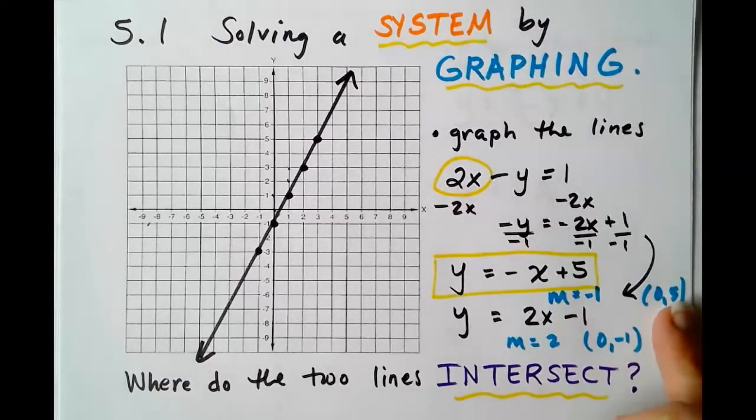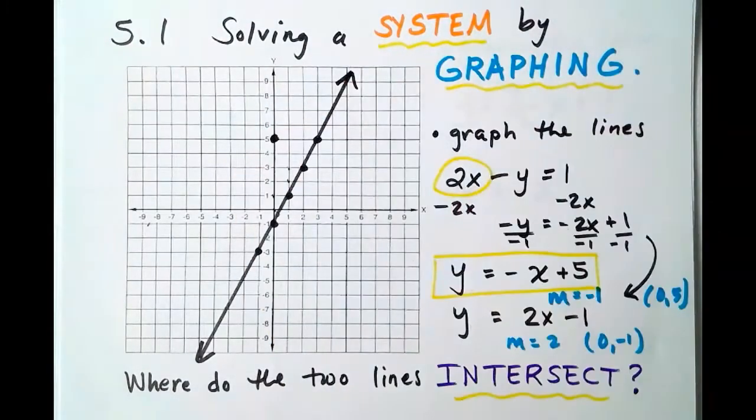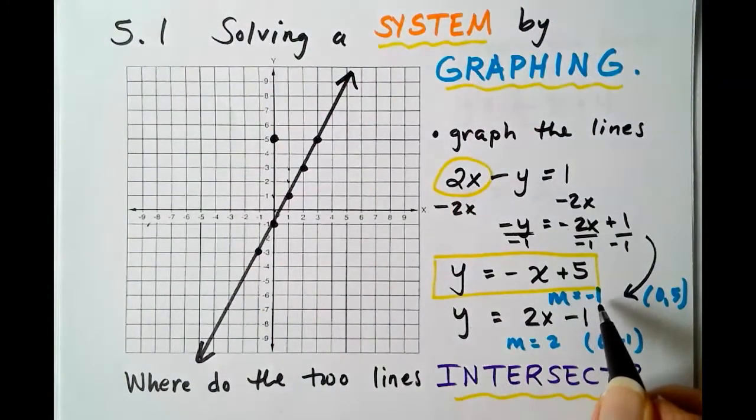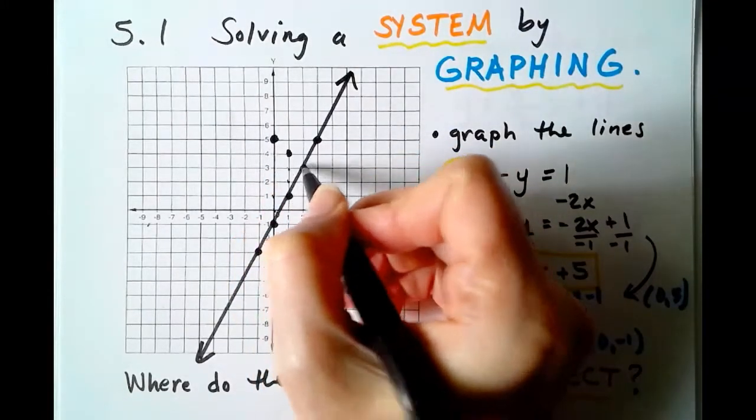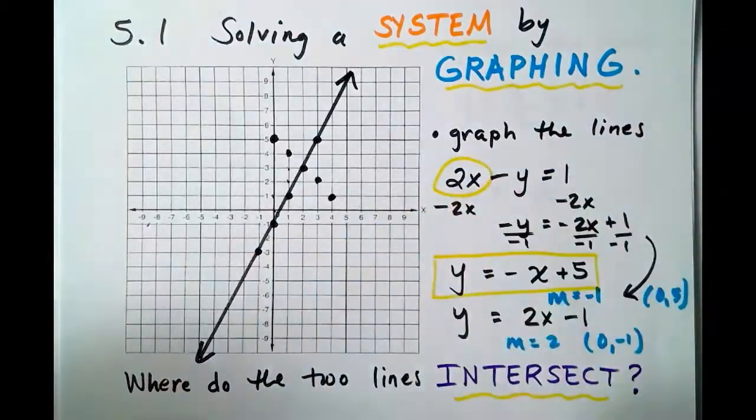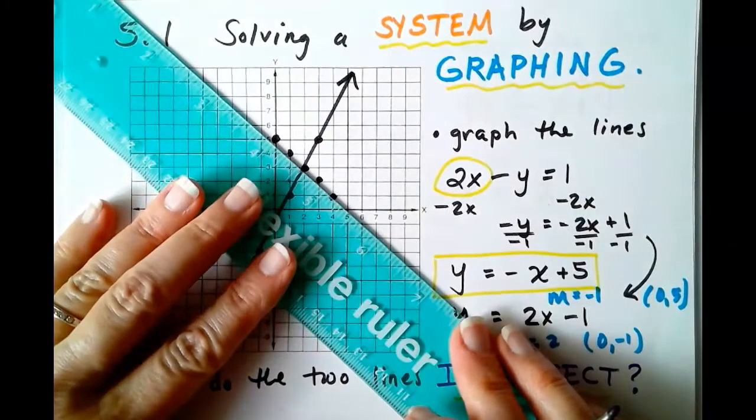Here's our second line. So up to 0, 5. And then our slope is negative 1. So down 1, forward 1, down 1, forward 1. And we can see where the intersection is there.